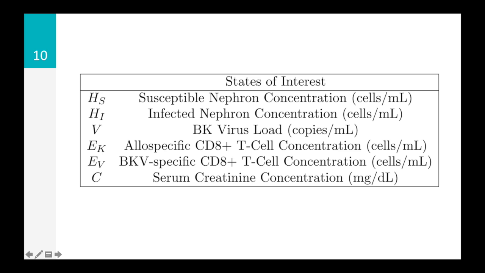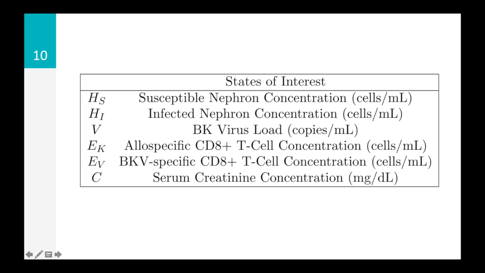First, we have HS, which is the susceptible nephron concentration. That is, the nephrons that are susceptible to being affected by the BK virus. Nephrons are the basic unit of measurement of kidney tissue. Next, we have H sub I, which is the infected nephron concentration. That is, these nephrons have already been infected by the BK virus.